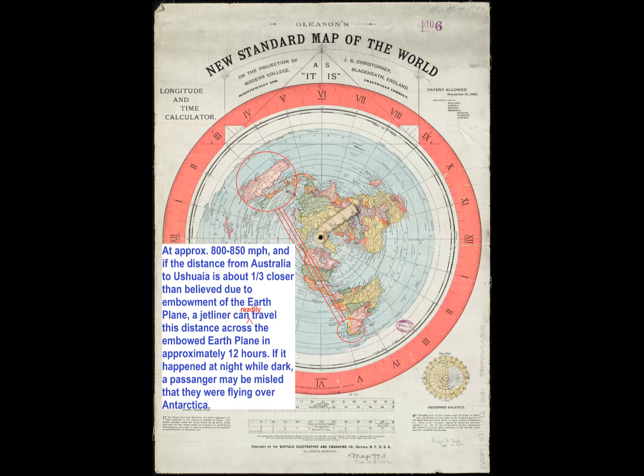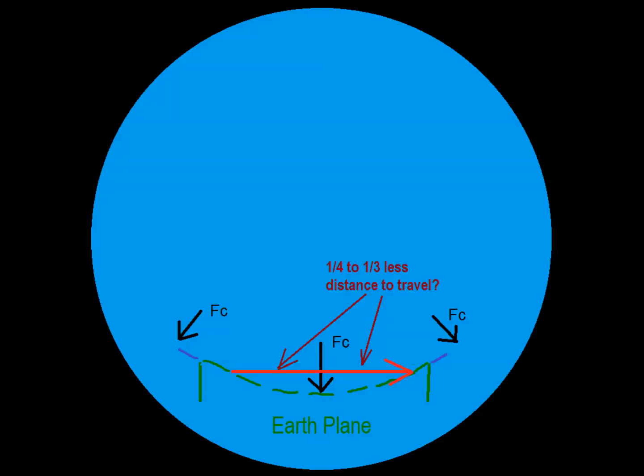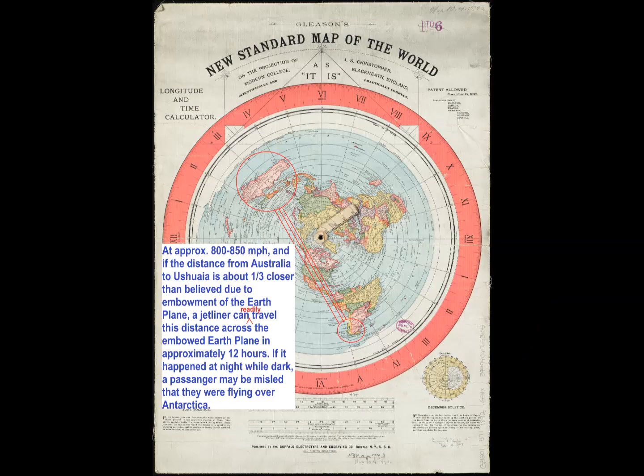If the distance between, for example, Australia and southern Chile were 1/3 or a quarter less than believed according to the standard flat Earth map, such as that you see on your screen right now, it would appear that a plane going merely 800 to 850 miles an hour could quite readily make the entire trip in about 12 hours across the Earth plane curved over the Pacific, seemingly without that significantly higher of an altitude involved than a normal jetliner. And this is, of course, how long that flight takes if one looks at flight records.